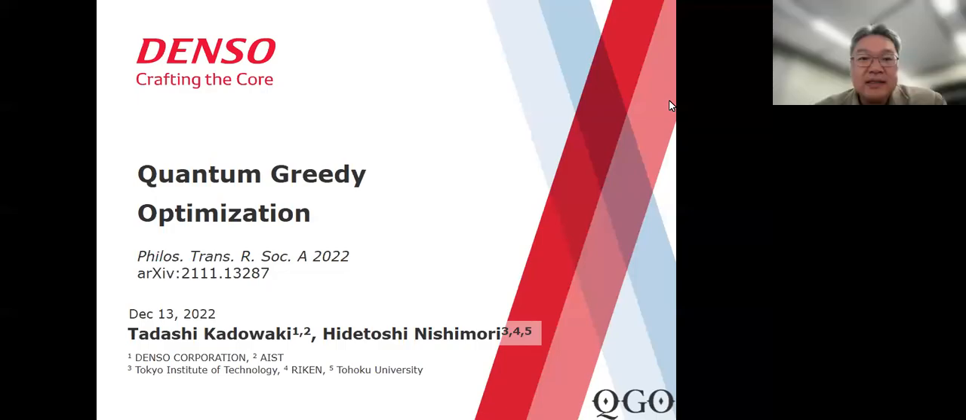Okay. So today, the speaker is Dr. Kadowaki from DENSO Japan. All of you know that he is the pioneer of quantum annealing, of course. He will give a talk on his recent theoretical research on quantum annealing, and the title of his talk is Quantum Greedy Optimization. So Kadowaki-san, please start.